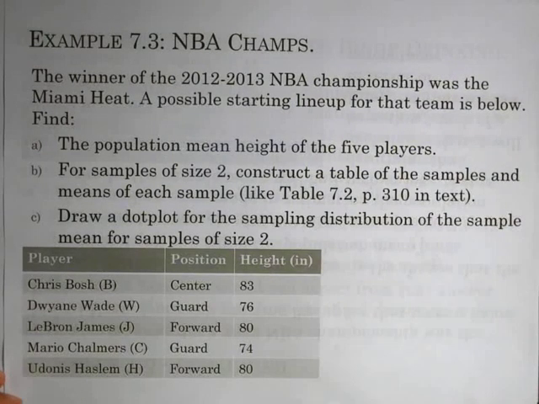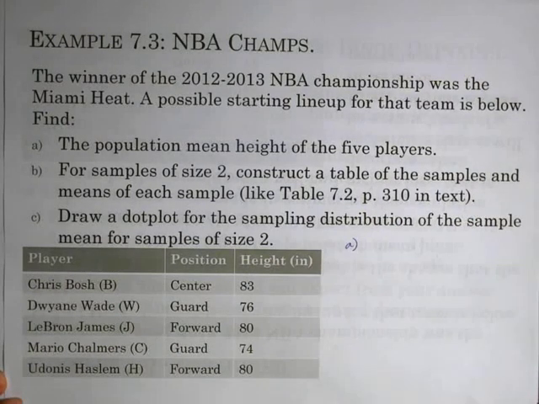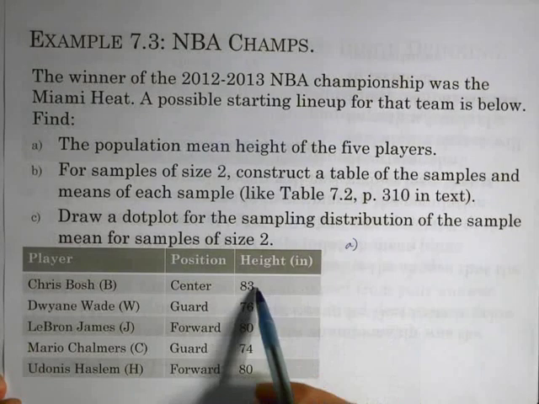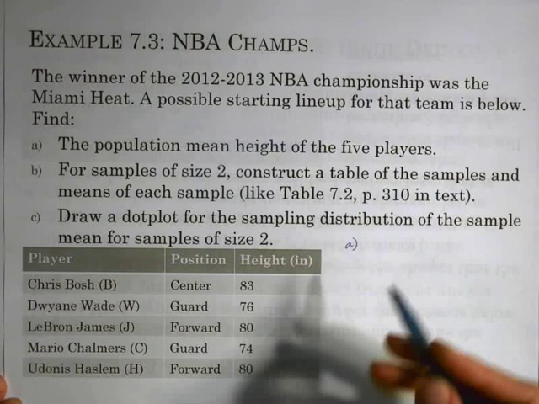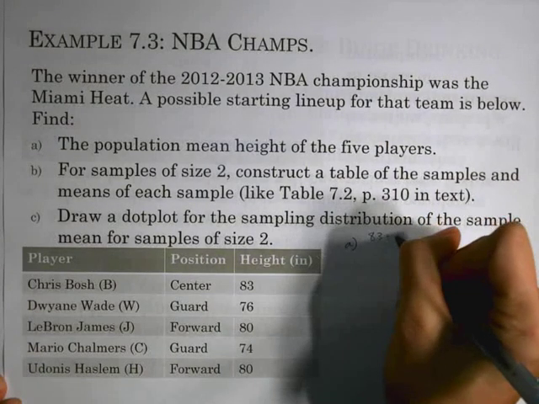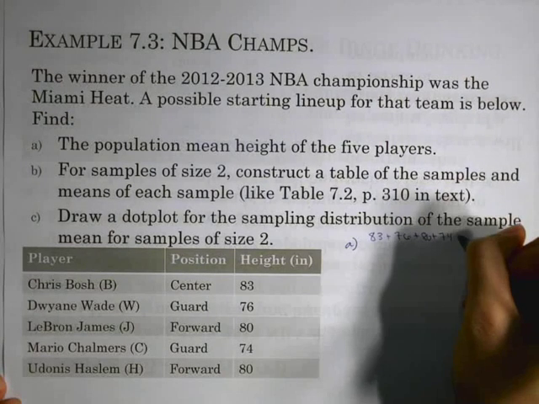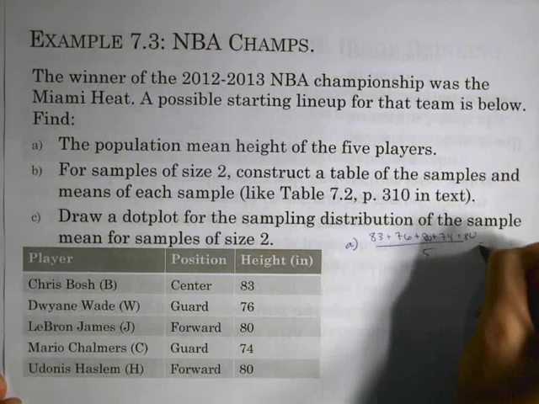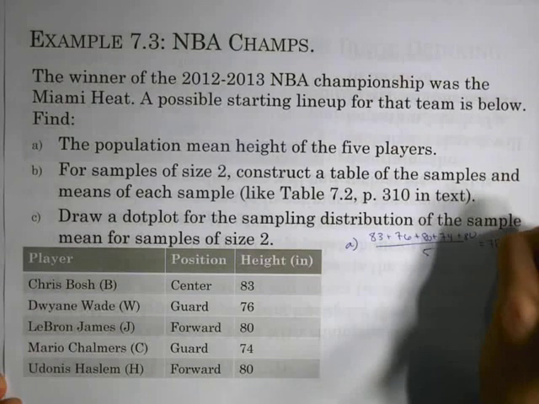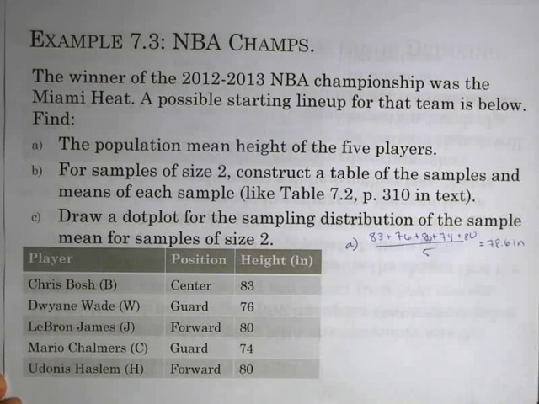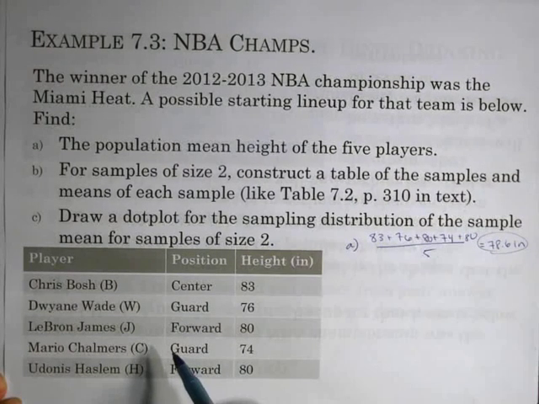So the population mean height of 5 players is this plus this plus this plus this plus this divided by 5. So you could do it as a list on your calculator. I'll just write it out. So it's 83 plus 76 plus 80 plus 74 plus 80 divided by 5. And I got that to be 78.6 inches. Okay. So there's nothing new in there.